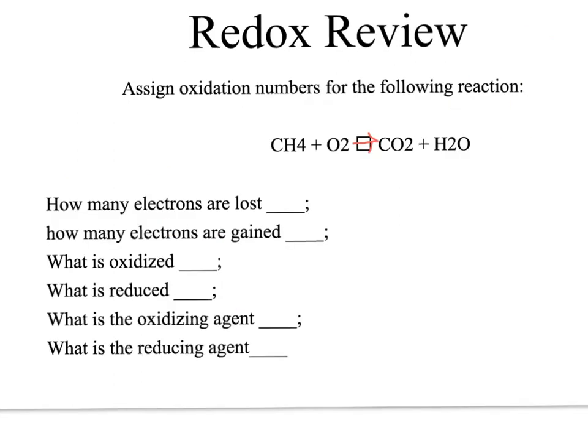So this is number 4, and it asks you to assign oxidation numbers and answer the questions. Make note that we changed this right here to CH4 from C3H8. With C3H8, your oxidation number of carbon ends up being a fraction, and that kind of throws kids for a loop, so we changed it to CH4. So we're going to pause the video and answer these questions and see how we do.